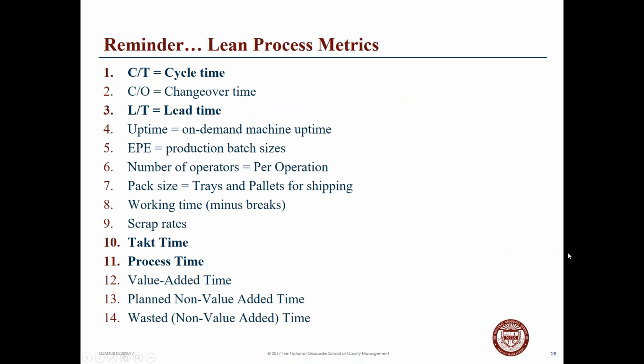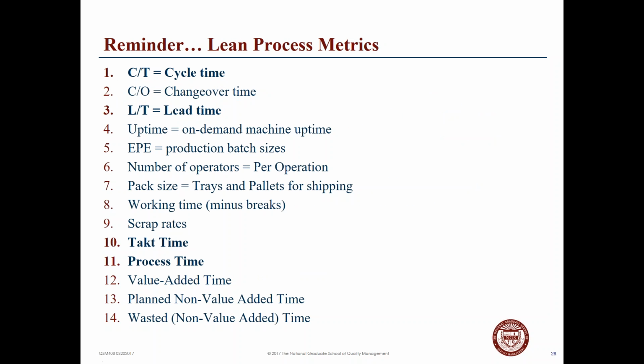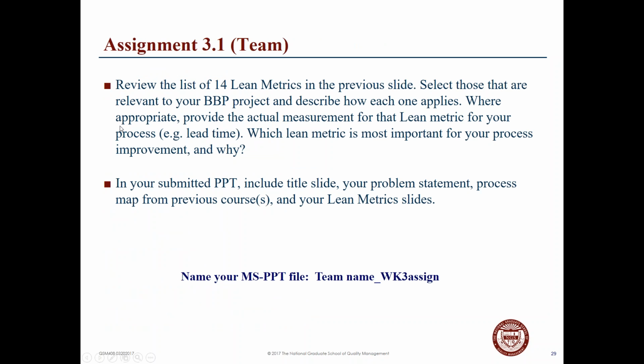All right. These are the lean process metrics that we talked about earlier on. And in this week's team assignment, you're supposed to review those 14 lean metrics in that slide, the one that I just previously showed you. And these slides are in the classroom. Select those that are relevant to your BBP project and describe how each one applies. Where appropriate, provide actual measurements for the lean metrics for your process, such as lead time. Which lean metric is most important in the process improvement and why.